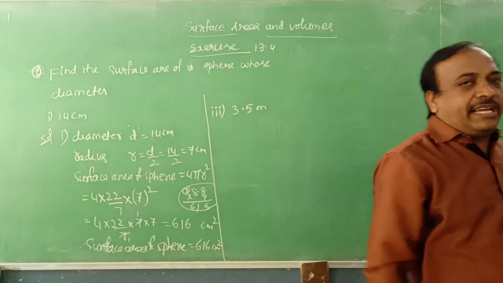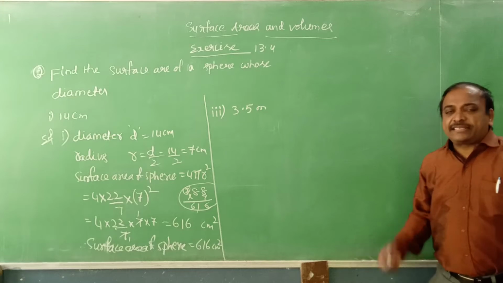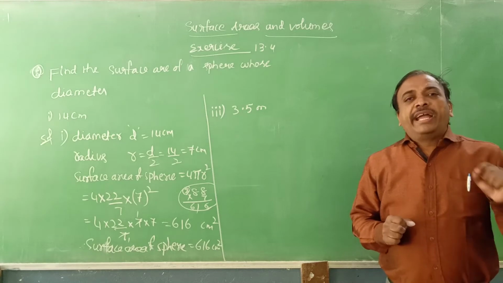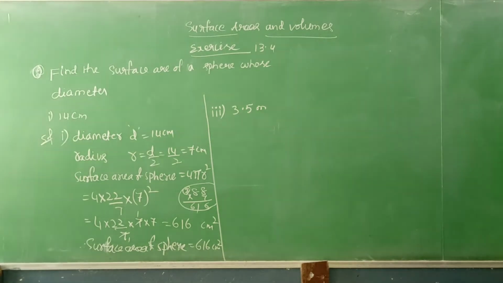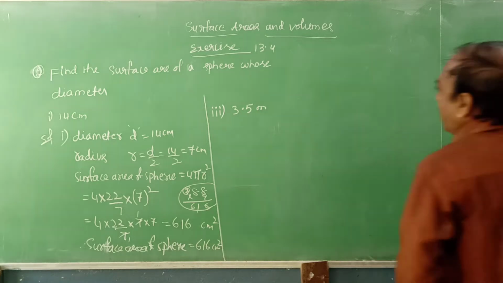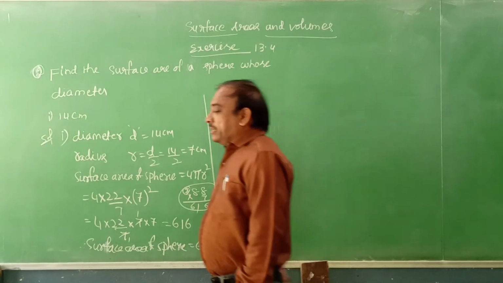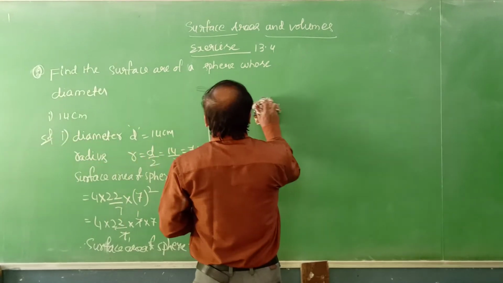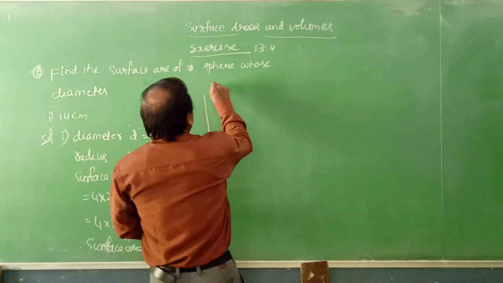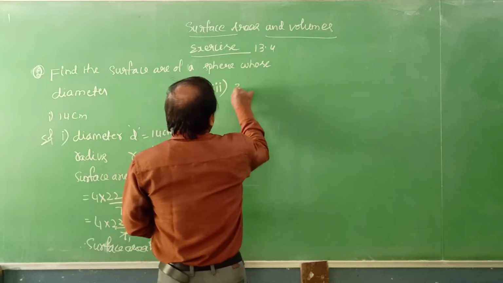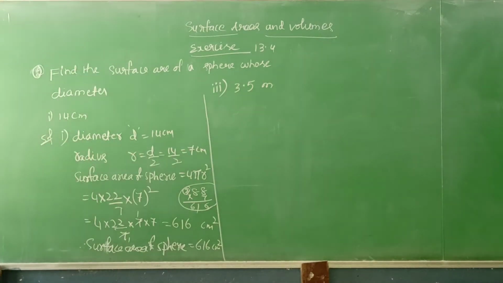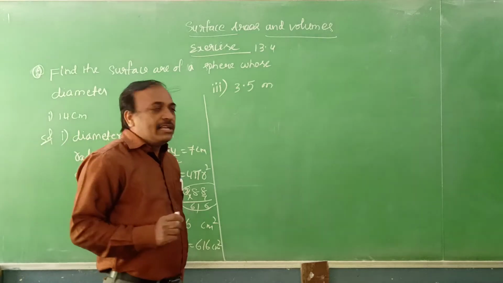They have given the diameter and we calculated its radius. The radius is exactly half of the diameter, and the diameter is 2 times the radius. So we calculated by using 4 pi r square. Now see the next question, the third question in the same exercise, that is 3.5 meters. The diameter is given and we need to calculate the surface area of the sphere.